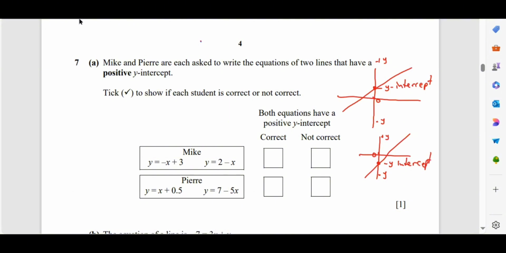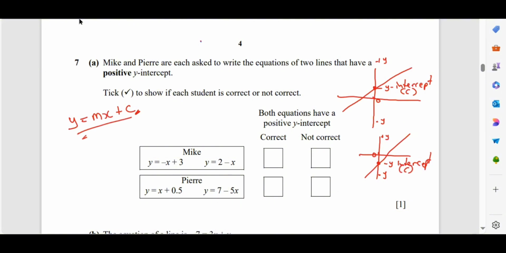So the negative y-intercept or positive y-intercept does not have anything to do with the gradient. The gradient can be positive, the gradient can be negative, and we still have positive or negative y-intercept. So in an equation, when do we know the intercept? The general form of a straight line is y equals mx plus c, where this c here is the y-intercept. So this is also regarded as what? C.